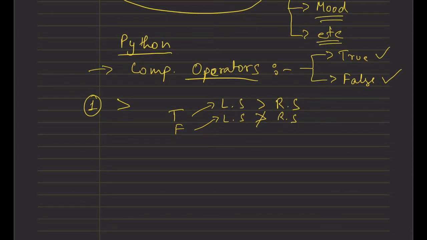The next operator is called the less than operator. It returns true if the left side operand is smaller than or less than the right side operand, and it returns false if the left side operand is not less than the right side operand.